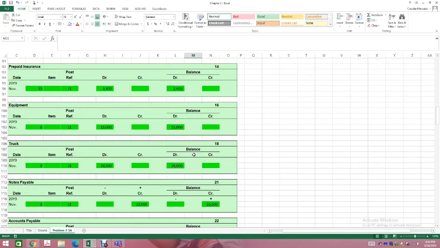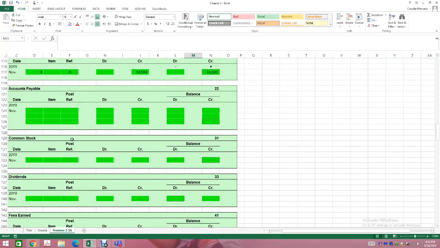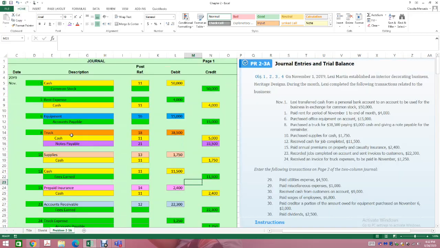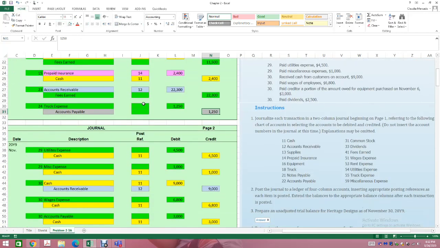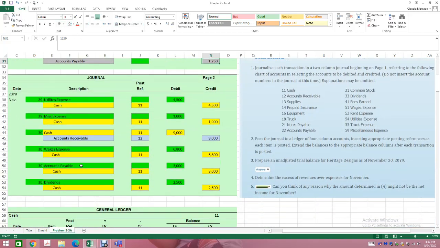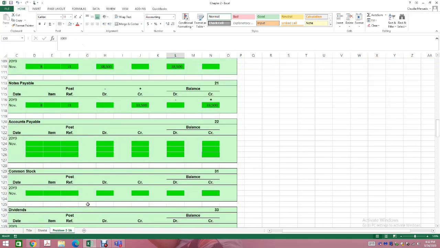Next we have accounts payable. So we have to go back and look at our accounts payable. I have accounts payable here of 15,000. We have 1, 2, and 3 accounts payable. So you locate the 3 accounts and then enter them into your ledger. For purposes of not scrolling up and down, I'm just going to enter the 3 transactions.